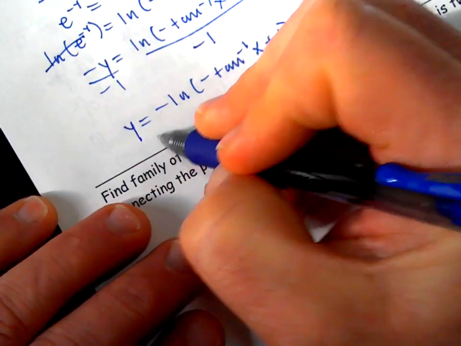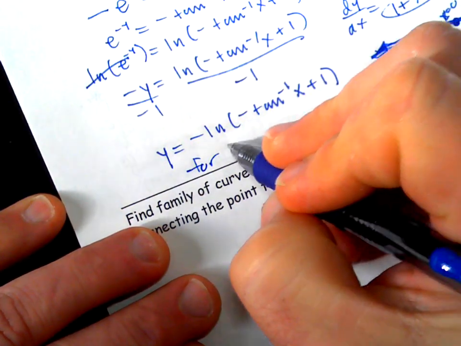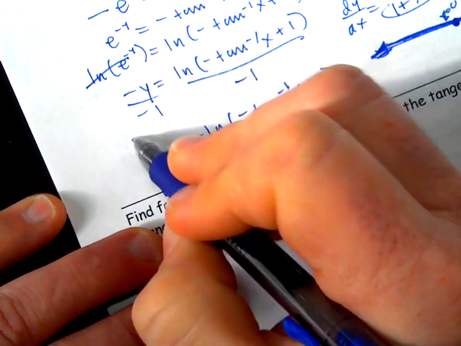So our domain, we're going to write our final answer. We're going to say from negative infinity to tangent 1, parentheses. That's your full answer.